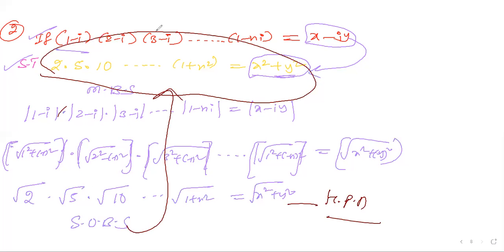The second bit, first one is over. Now we are moving to the second bit, second one. It's very simple. Similarly, they are asking about a locus. Again, the question is in terms of locus.